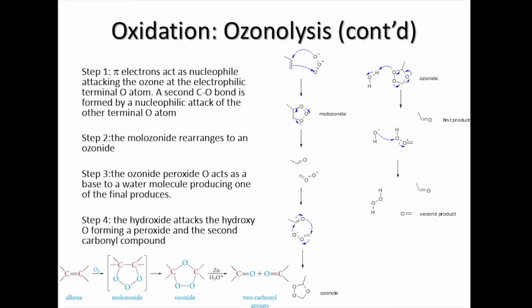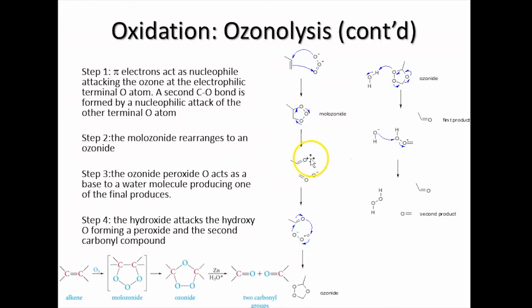Here's the scheme for ozonolysis. So the pi electrons will act as a nucleophile attacking the ozone at the electrophilic terminal. And we form this 5-membered ring with the 3 oxygens. The blue arrows here indicate movement of electrons. So they will break apart the alkene in the following manner.